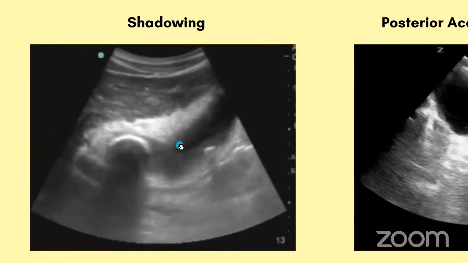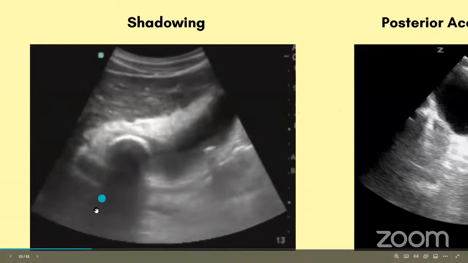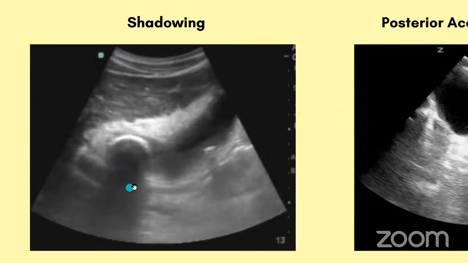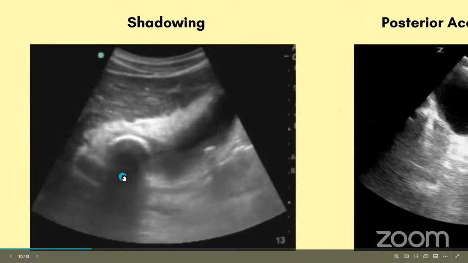As I told you earlier, we have bones, right? Bones are much denser, so we have acoustic impedance to it. The ultrasound pulses may not pass through it, and we won't be able to see the structures behind it. So it creates a shadow-like thing. I'm hovering my cursor over the shadow. Is everyone able to appreciate it? Okay, good.